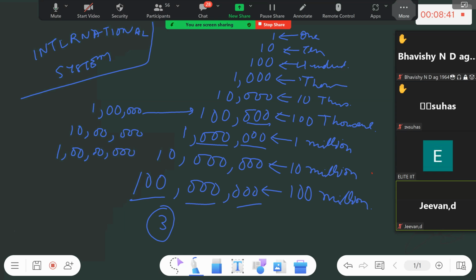So someone might ask you, we know what this is? This is 1 crore. So someone might ask you, how much is 1 crore in international system? 10 million or 100 million? 10 million. 100,000 is 1 lakh. 10 lakh is 1 million. And 10 million is 1 crore.